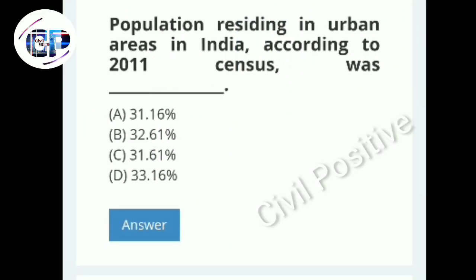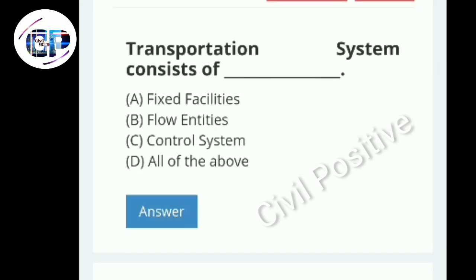Population residing in urban areas in India according to the 2011 census was: first option, 31.16%; second, 32.61%; third, 31.61%; fourth, 33.16%. Answer is A, 31.16%. Transportation system consists of dash: fixed facilities, flow entities, control system, all of the above. Answer D, all of the above.